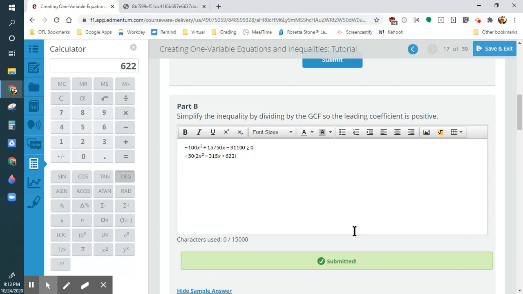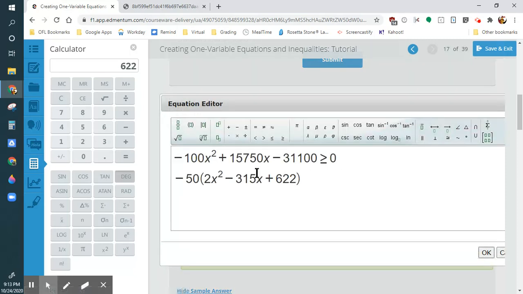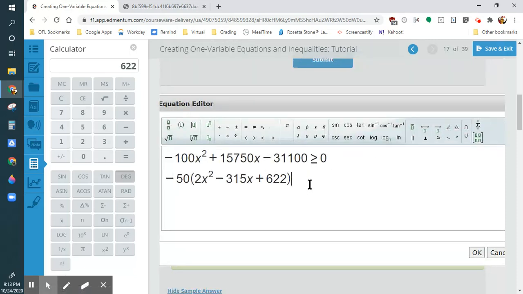Well, what you can do, guys, if you're worried about that, is you can always go to this equation, edit it. You can still equation edit it, and it should save.